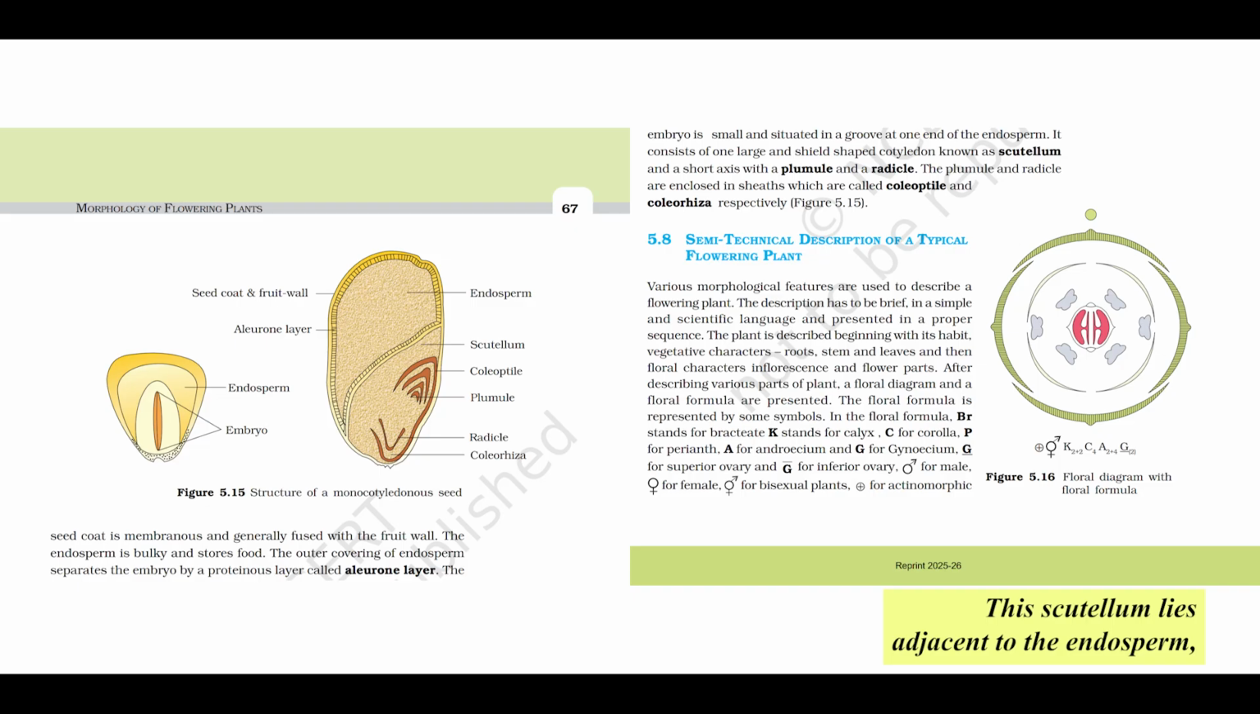This scutellum lies adjacent to the endosperm, and its crucial job is to absorb digested nutrients from the endosperm via enzymes from the aleurone layer and efficiently transfer them to the growing embryo. It acts like an absorptive interface. So the single cotyledon, the scutellum, absorbs food rather than storing it like in many dicots.